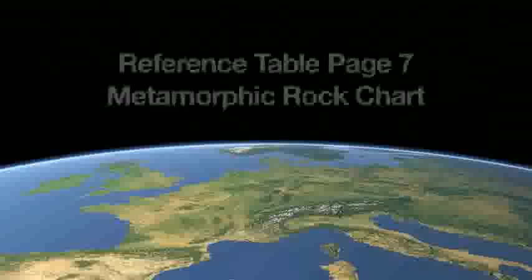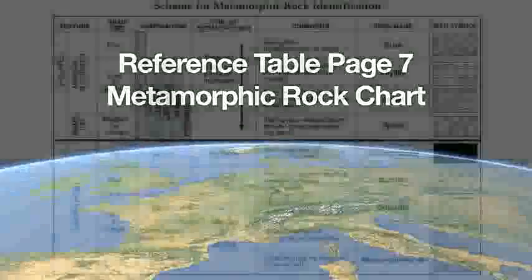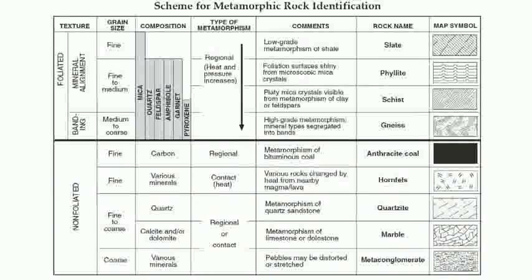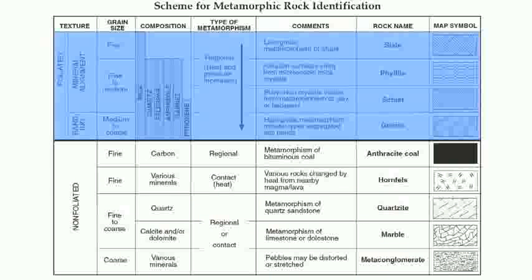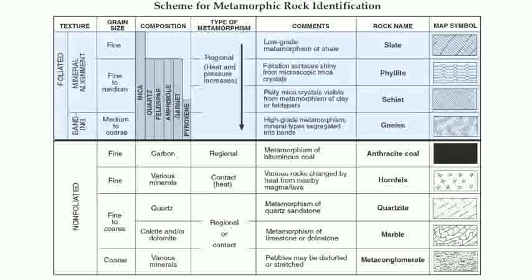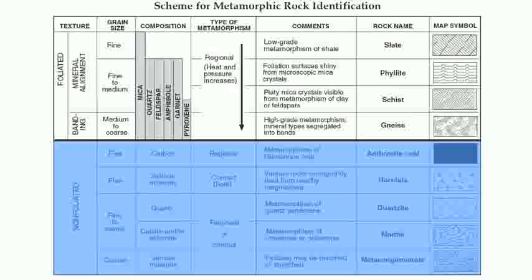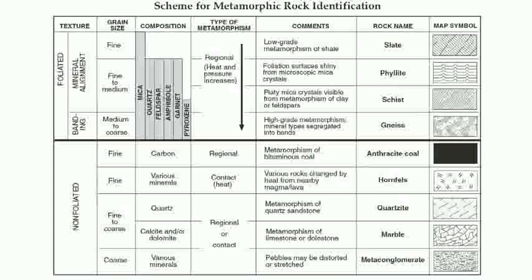Today we're going to focus on page 7 in the reference table, your metamorphic rock chart. So your rock chart here is broken up into two sections. You have the rocks that show some sort of arrangement or alignment with their minerals. They're what we call our foliated rocks. Down below you have your non-foliated rocks, which are rocks that do not show any kind of organization or alignment or arrangement with the minerals. So once you determine that, let's take a look at the characteristics that you can find out of this chart.